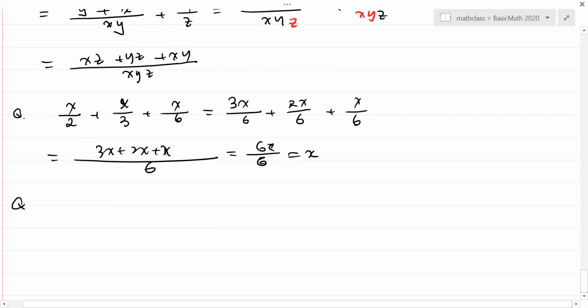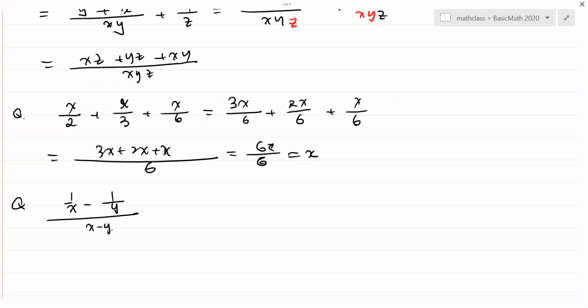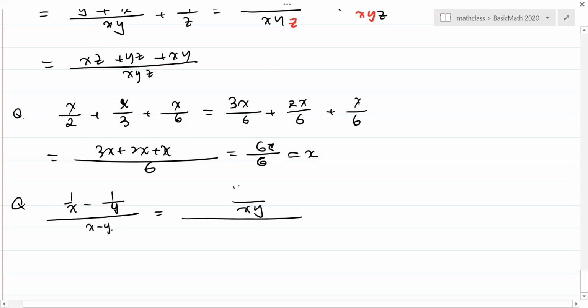The very last problem, which is 1 over x minus 1 over y, divided by x minus y. So fractions of fractions. How do you do that? We did not do fractions of fractions many times. So how do you do that? You combine the numerator: 1 over x minus 1 over y will be y minus x over x times y.